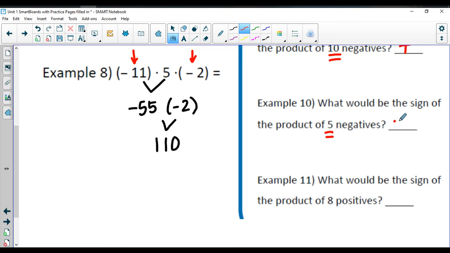5 is odd, so because of that, it would be a negative number. In example 11, what would be the sign of the product of 8 positives? 8 is even, so your answer would be positive then.